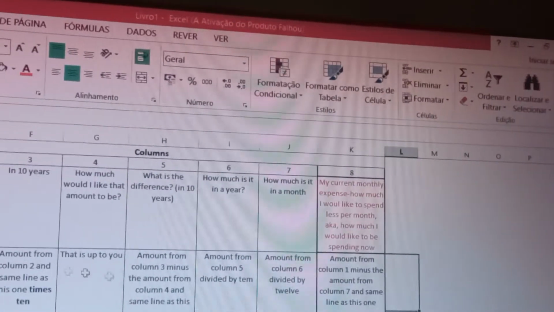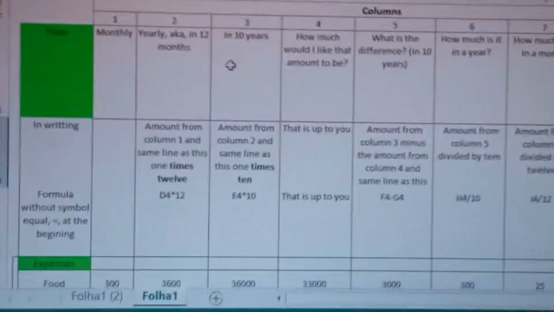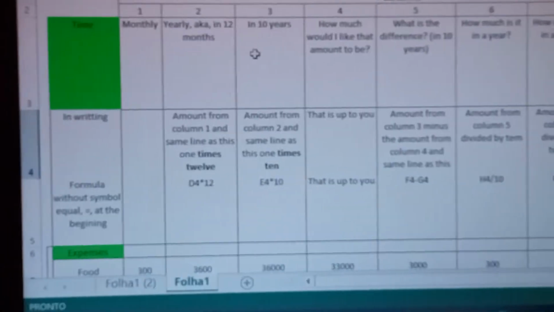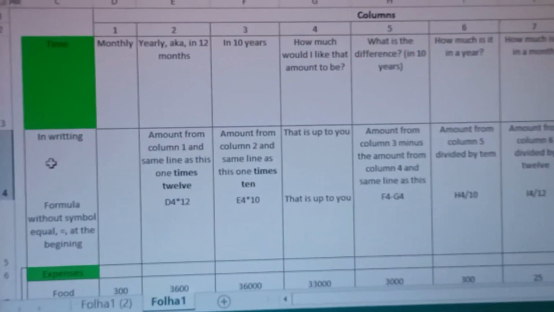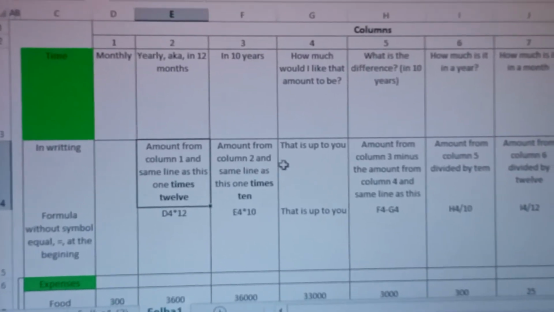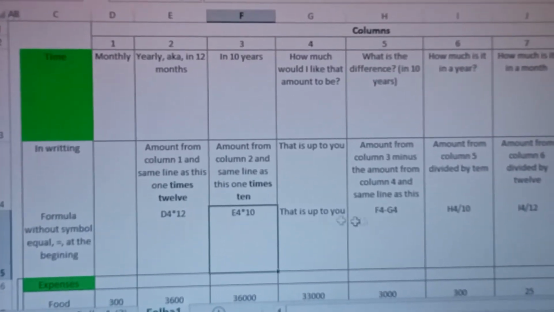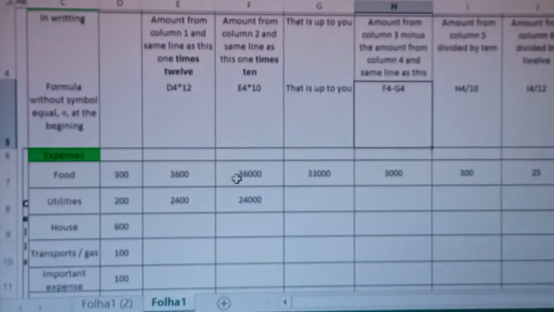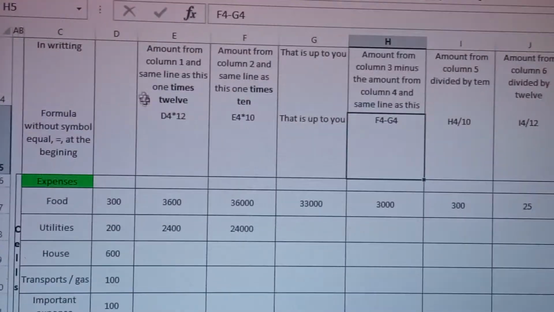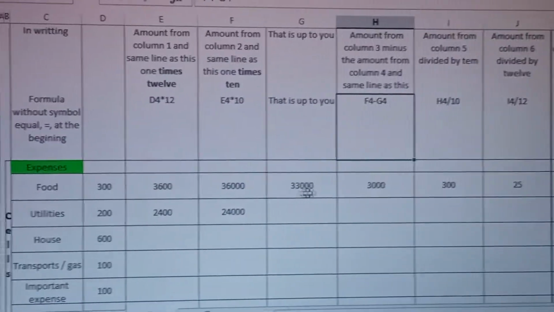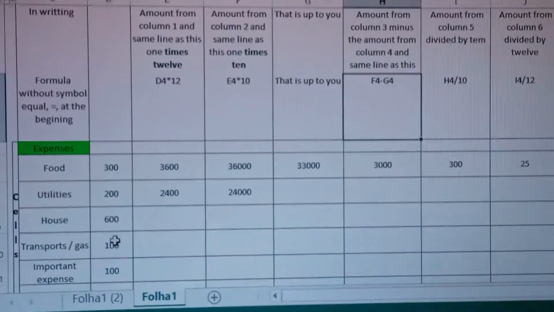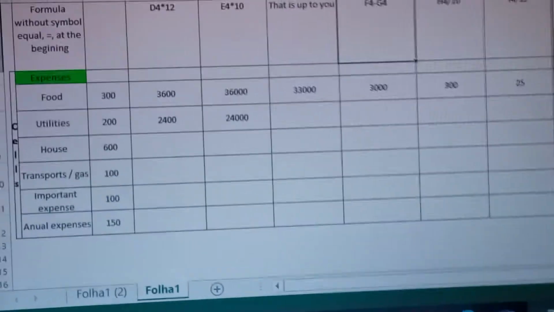As for the actual table, I've written it down how we should do it. I've written the formula. I guess this will help. And then I just applied it. I put the formula and I put the amounts. The amounts are random amounts.